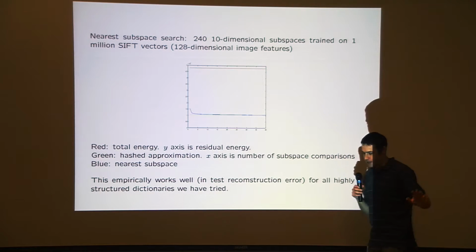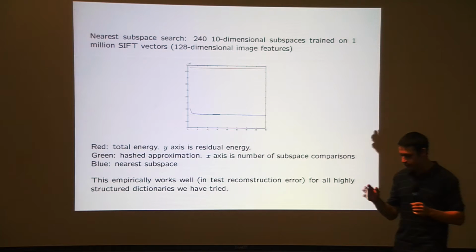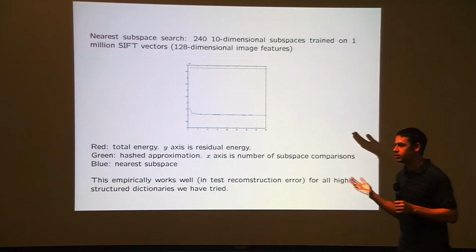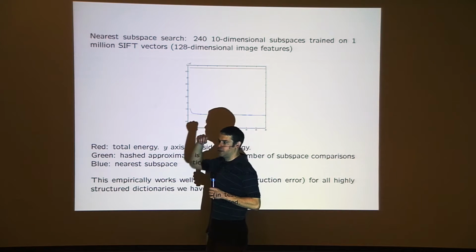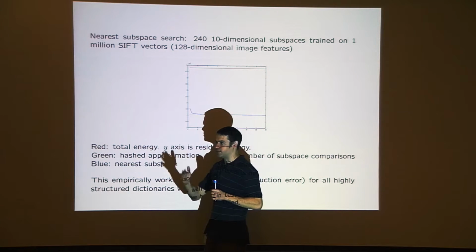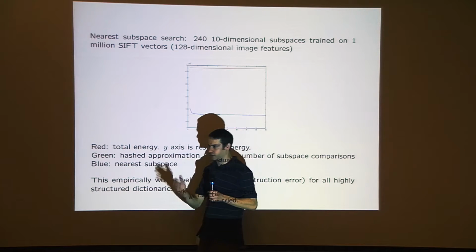So let me make this clear. You have 240 means, it's just k-means. It's just that you run k-means, but instead of having one center for each cluster, you have a subspace for each cluster. So it's 240 means, except you have a subspace for each cluster.